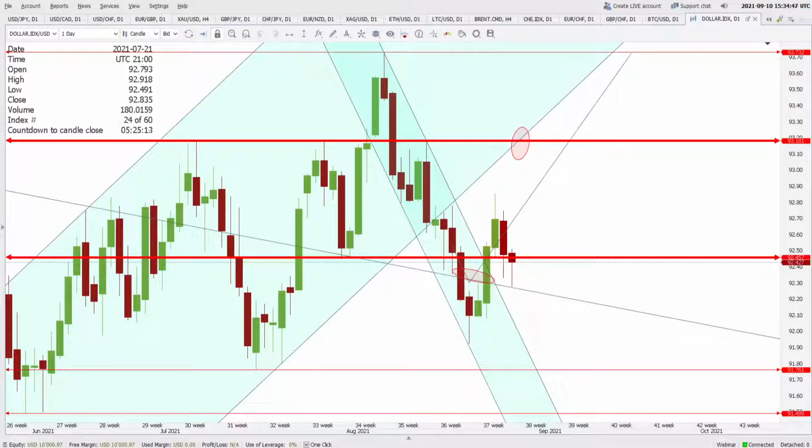I hope you got the idea about the next levels of support and resistance which are of interest. So just keep in mind to never risk more than 1% of your capital on any single trade, and look for a potential profit of more than 3 times the risk that you're going to take.